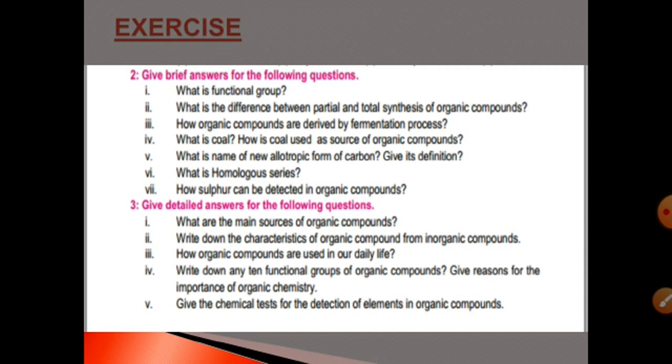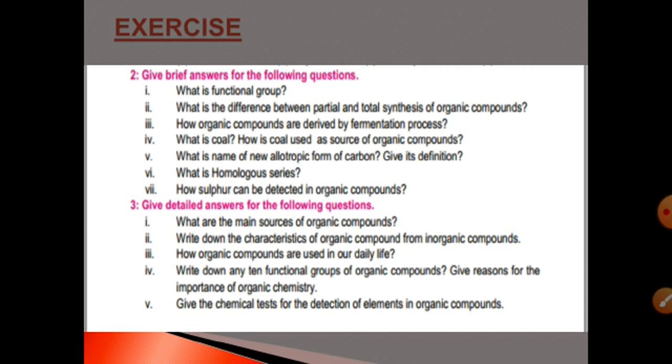How can sulfur be detected in organic compounds? Sulfur can be detected in organic compounds with the help of the sodium fusion test. First we prepare the Lassaigne solution. The sulfur is fused with the sodium metal. It is converted into sodium sulfide. This sodium sulfide is reacted with acetic acid and lead acetate solution. A black precipitate is formed which confirms the presence of sulfur.